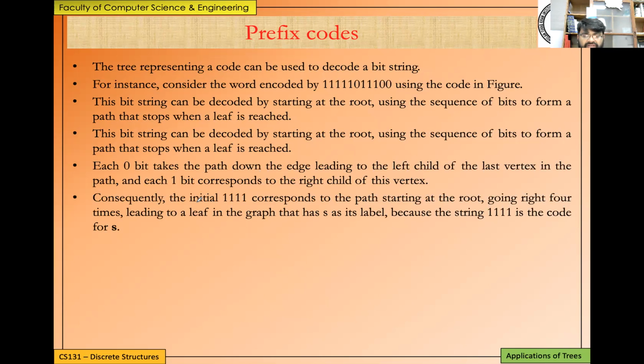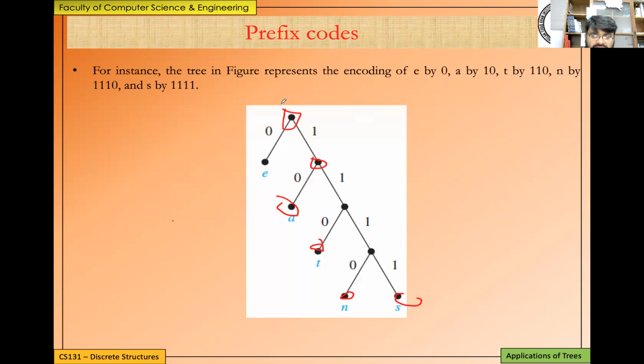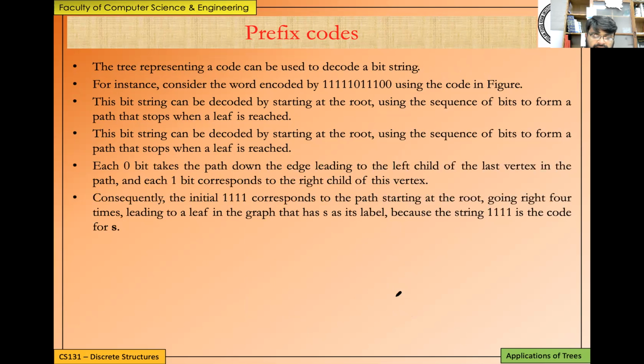Consequently, the initial 1111 corresponds to the path starting at the root, going right 4 times and finally leading to a leaf in the graph that has S as its label, because the string 1111 is the code for S. And you can go back and see that if you go 4 steps here, then you ultimately reach S. So S is the first letter.